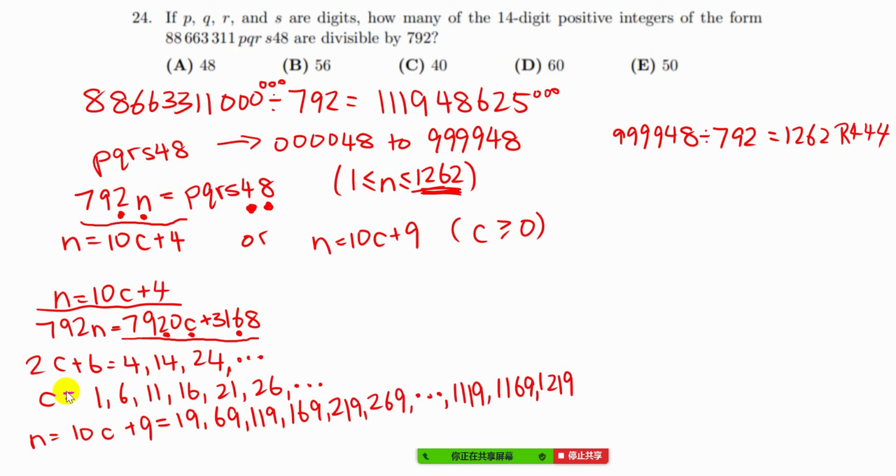So now we see how many values of n there are. Between 0 and 100, there are 2, which is 19 and 69. Between 100 and 200, there are also 2, which is 119 and 169. All the way to between 1100 and 1200, there are still two values of n. So there would be 12 of those 2's. And then for the last one, between 1200 and 1300, there's only one possible n, so plus 1. And then this would equal 25. And then there are 25 values of n.